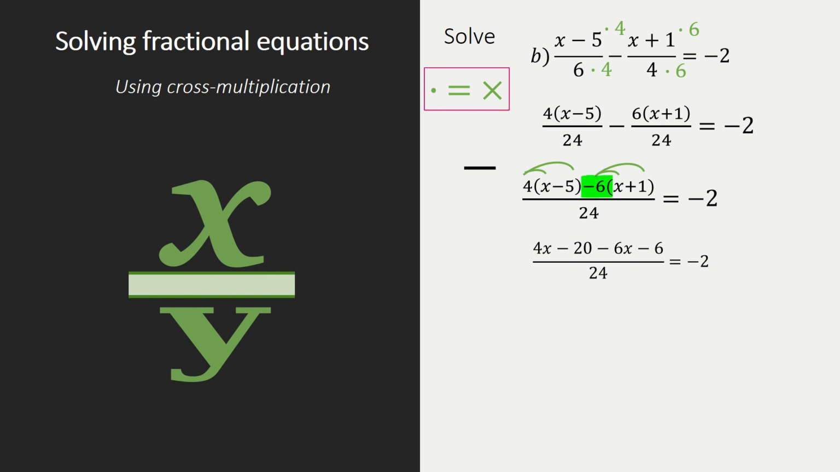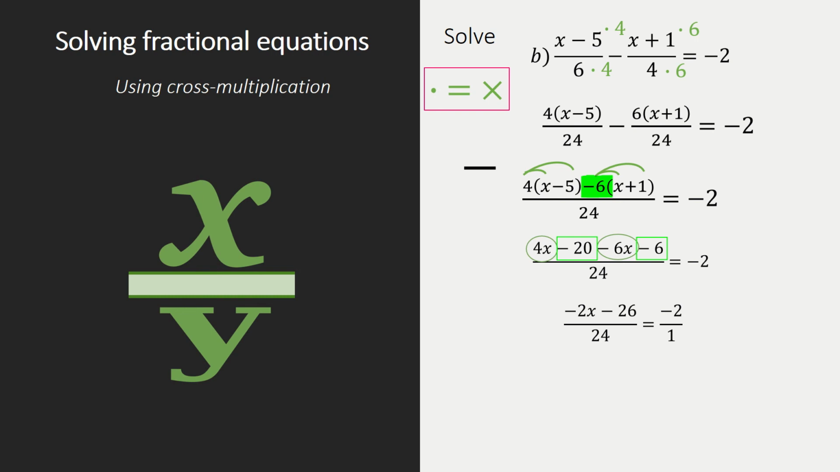We can already simplify this because we can simplify the numerator by highlighting the like terms. 4x minus 6x equals minus 2x, and minus 20 minus 6 equals minus 26. Over 24 equals minus 2. However, it's still really complicated to cross multiply since minus 2 is not a fraction. But we can make it a fraction. Since everything over 1 is just the same, because minus 2 over 1 is the same as minus 2. Minus 2 divided by 1 is minus 2.